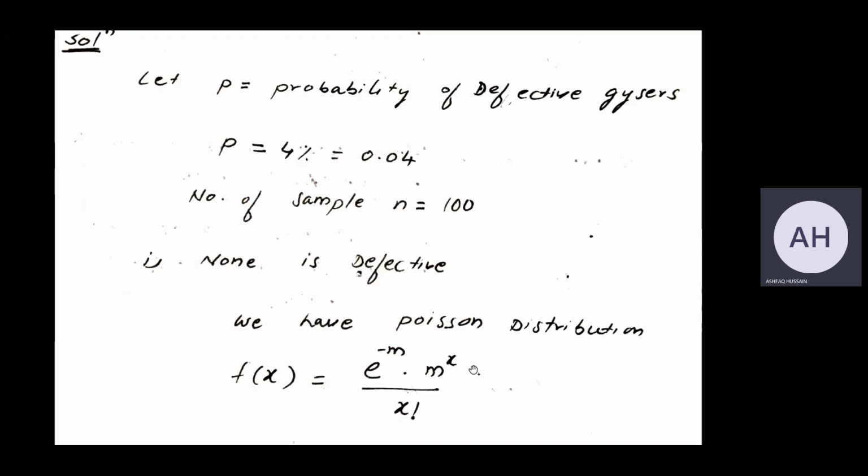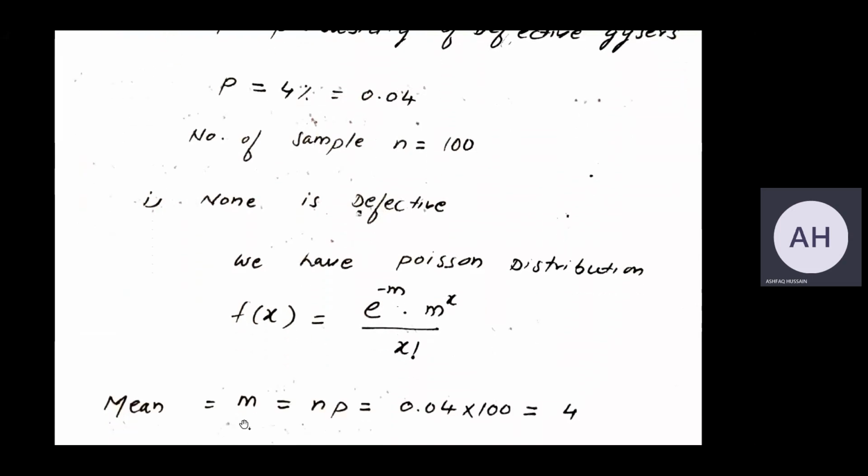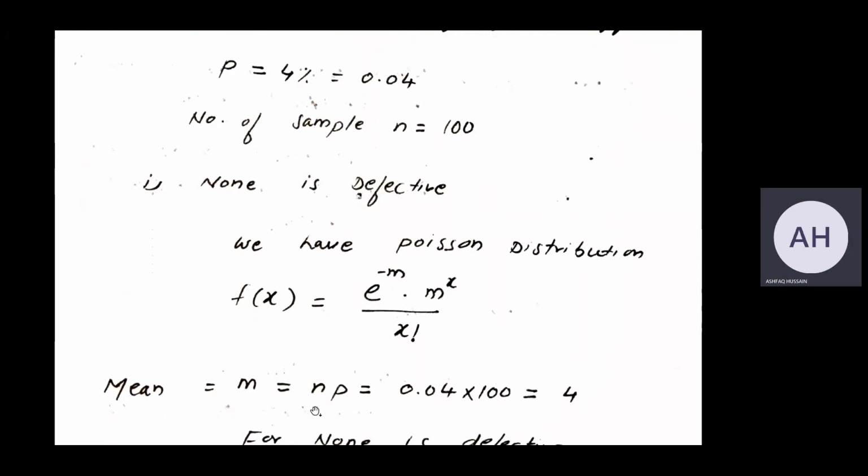That is Poisson's distribution. So now how to calculate M? For the mean, we have one equation. Mean is equal to N into P, the number of observations into the probability of the defective results. So when you calculate the mean, you will get 4.